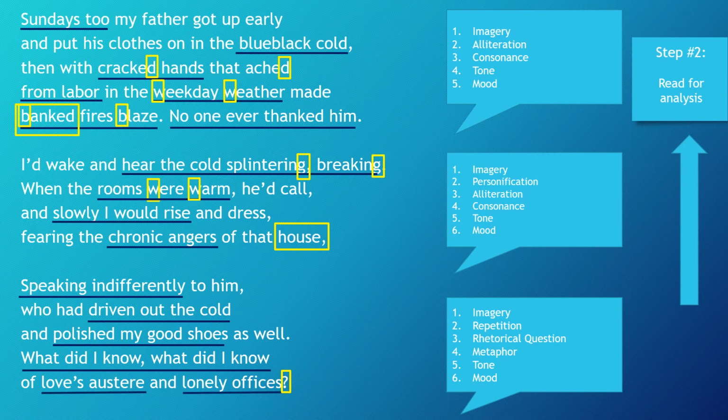Then I'm going to turn to metaphor to fully understand that rhetorical question being asked, because it's not that the speaker is literally talking about love's austere and lonely offices. He's talking about the actions of the Father and how these show love. So remember that austere meaning something that's stern or severe, and offices meaning a duty or something that's ceremonious. So here the speaker is rhetorically asking himself, what could I have possibly understood about this stern show of love? That the things that my Father did for me, these duties every morning, he completed by himself.